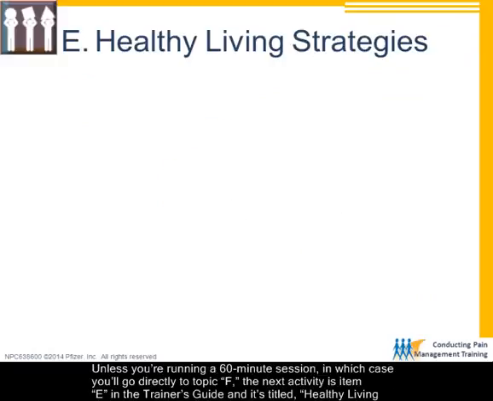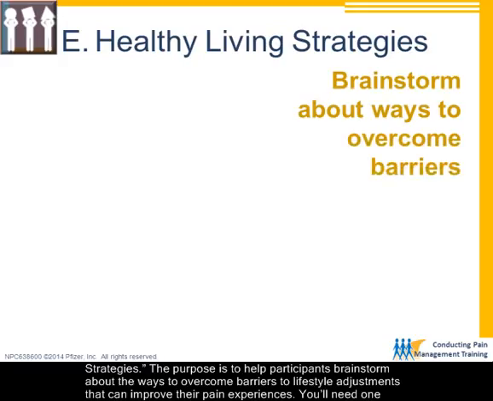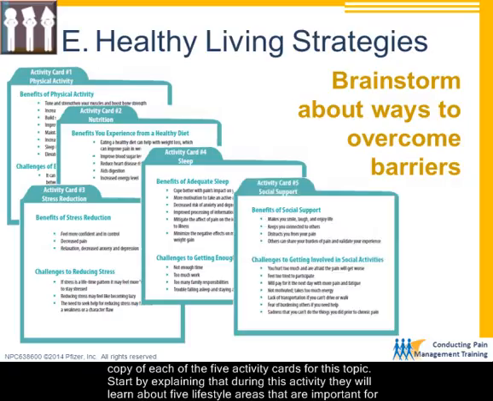Unless you're running a 60-minute session, in which case you'll go directly to topic F, the next activity is item E in the trainer's guide, and it's titled Healthy Living Strategies. The purpose is to help participants brainstorm about the ways to overcome barriers to lifestyle adjustments that can improve their pain experiences. You'll need 1 copy of each of the 5 activity cards for this topic.